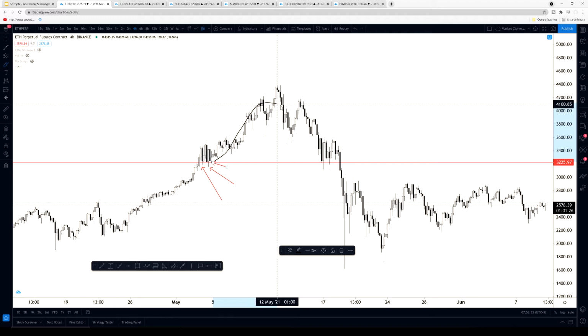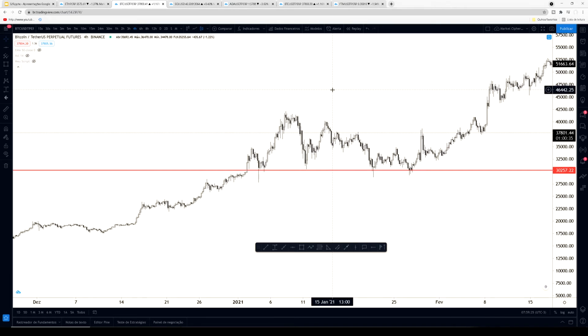And then we spent all this time in this area right here. Eventually we came back into this area, which, as history showed, acted as support once again, and then support again. Then eventually the buyers weren't able to keep up with the pressure, and the sellers took over, and we had a breakdown from this level. Another example would be the Bitcoin 4-hour chart as well.